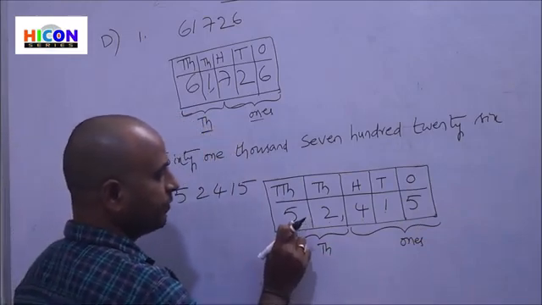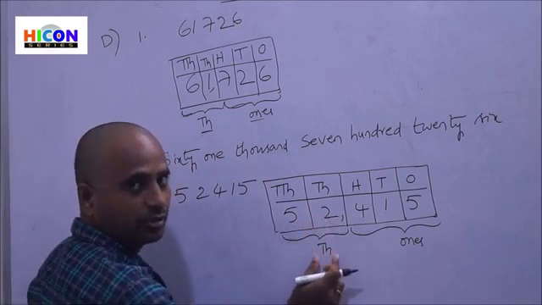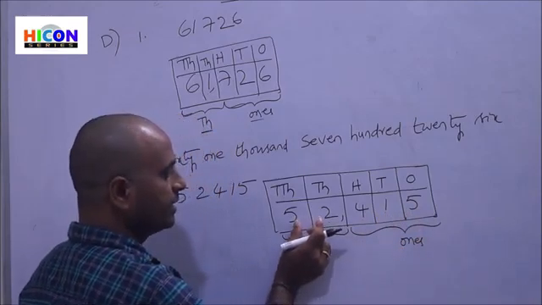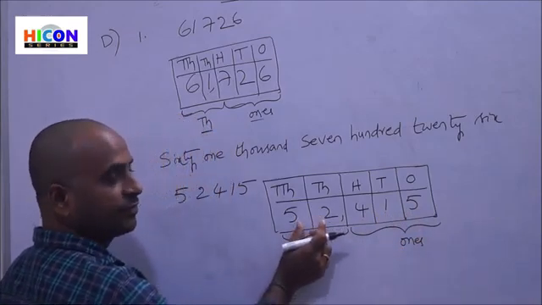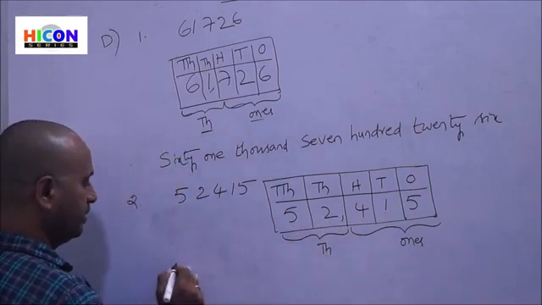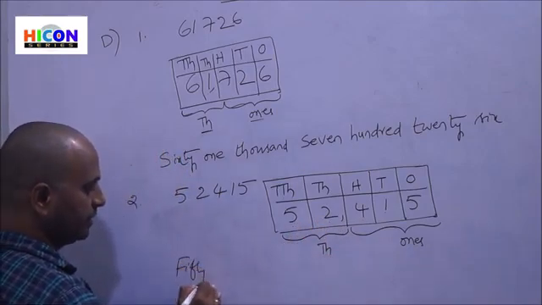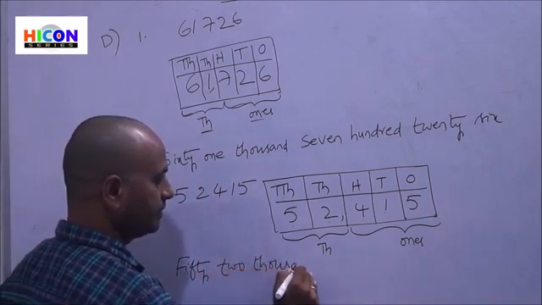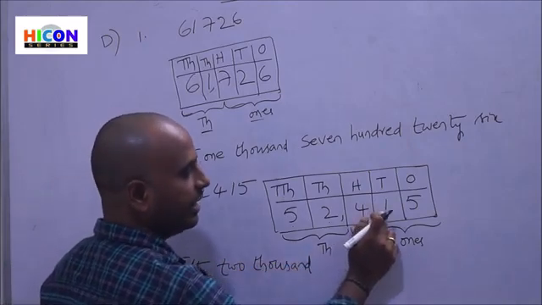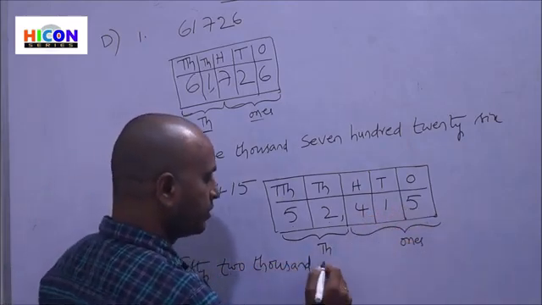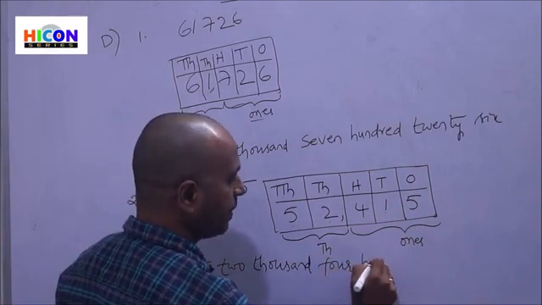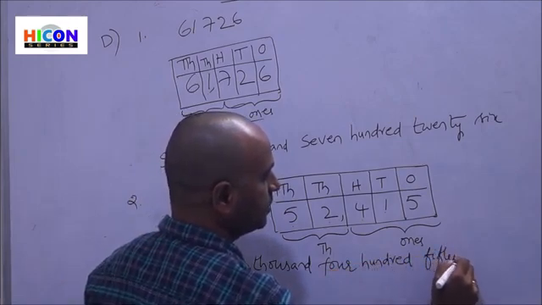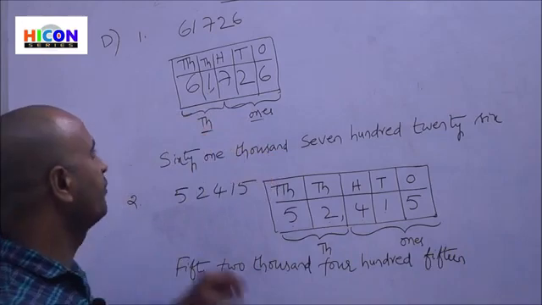First, 52 is in the thousands period and 415 is in the ones period. So first write 52,000 because 52 is in the thousands period. Then 415 is in the ones period, so 415. In this way we can write the number name for the given number.